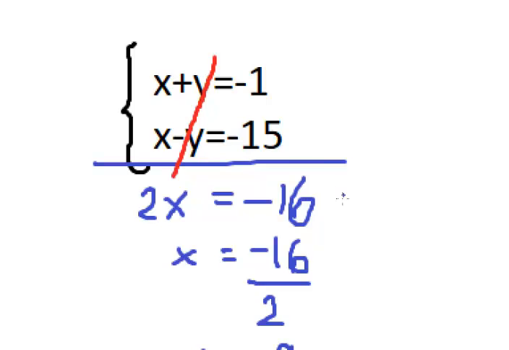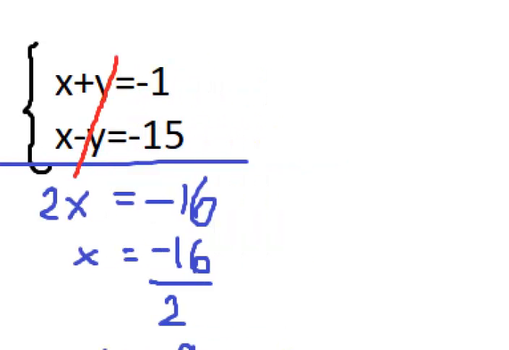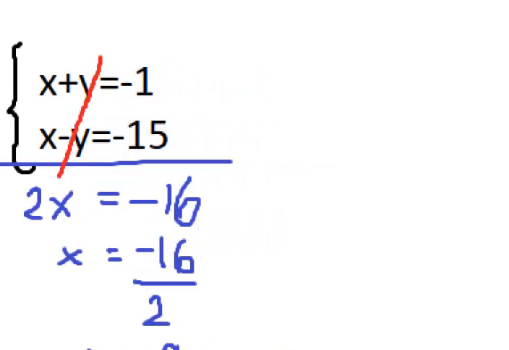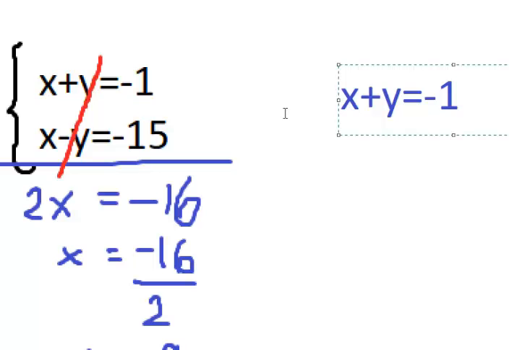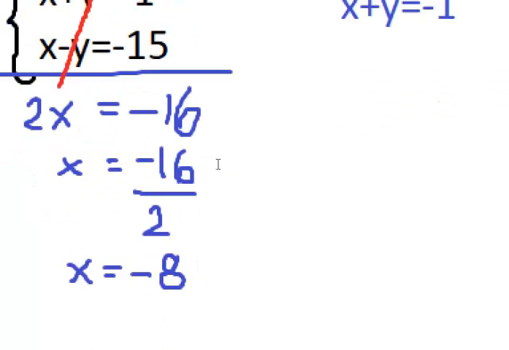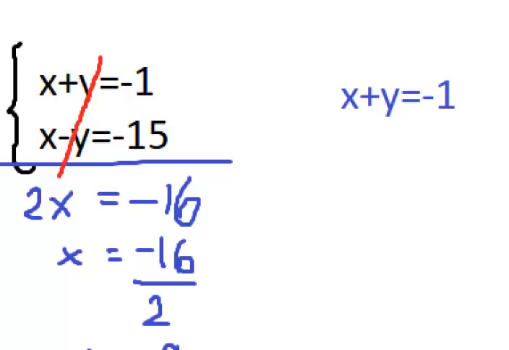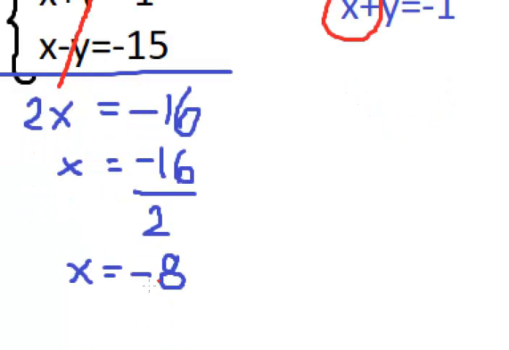How are you going to find y? Okay, to find y, you're going to have to copy the first line of the exercise again. First line was x plus y equals -1. What you're going to do is, instead of this x, you're going to put the number that you found. Okay, -8.